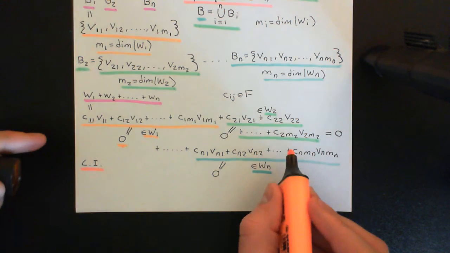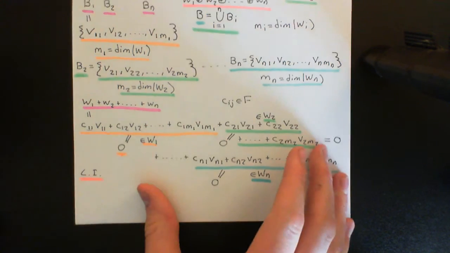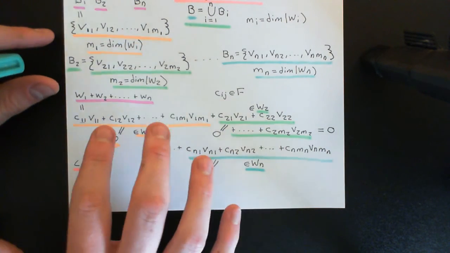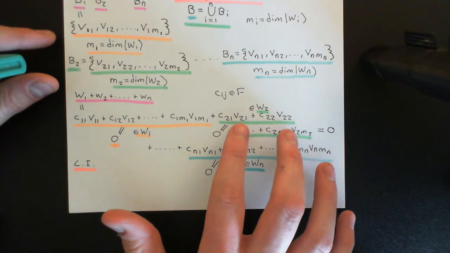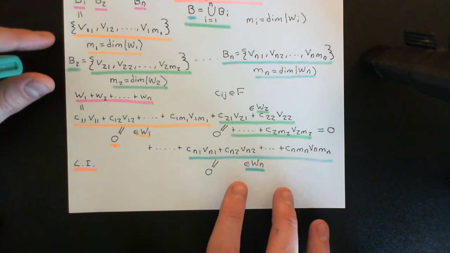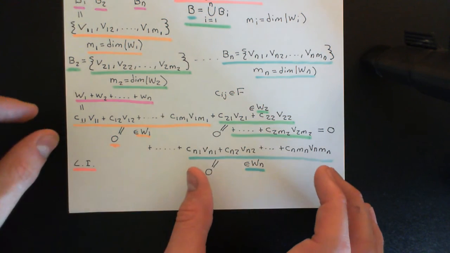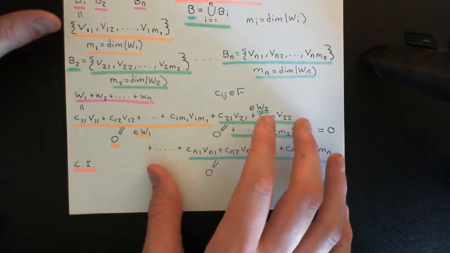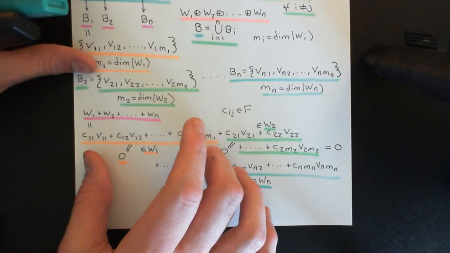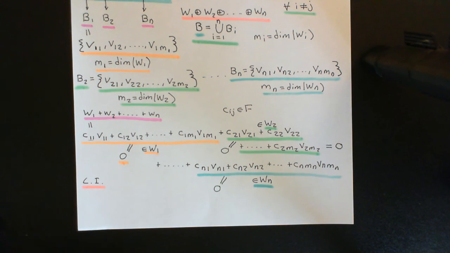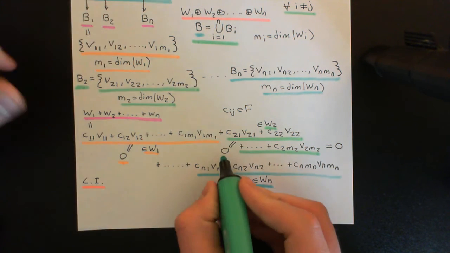Okay, so I hope you've understood what my argument is here. If I take any linear combination of the vectors in that set capital B, I can always think of this as just being an element of capital W1 plus an element of capital W2 all the way up to plus an element of capital Wn, just by collecting the vectors in capital B together, which came from the same basis for the same subspace. Okay, so that's my argument here.